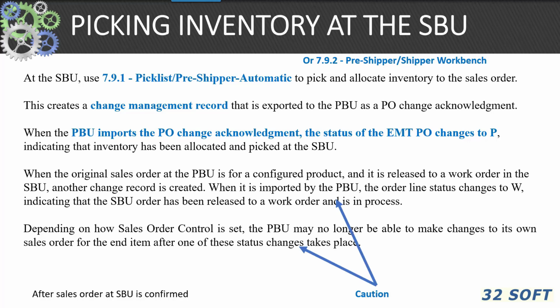A couple of cautions. There are some restrictions when you have a configured item that has changed to a line status of W, and depending on how the sales control file is set up, the primary business unit may no longer make changes to its own sales order for the item, depending on what has taken place.